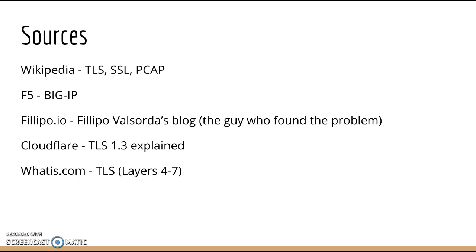So that's pretty much the end. I just want to go through some of my sources, and you can decide whether or not I'm using credible sources. I used Wikipedia when I was first starting off after I saw this Ticketbleed, to figure out what is TLS, what is SSL, what is PCAP. It's not like I hadn't heard these terms before, I just wanted some clarity. When I saw F5, I looked up F5 because I'd never heard of them before.